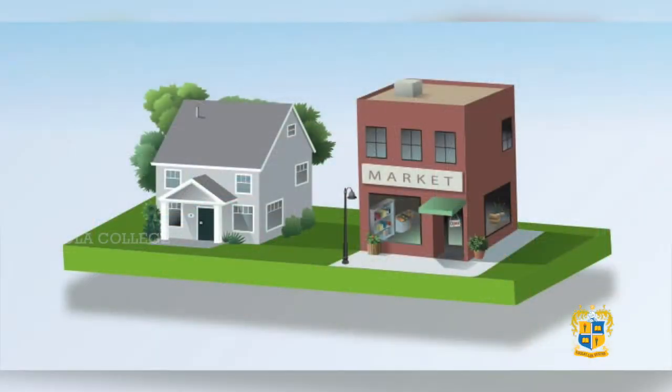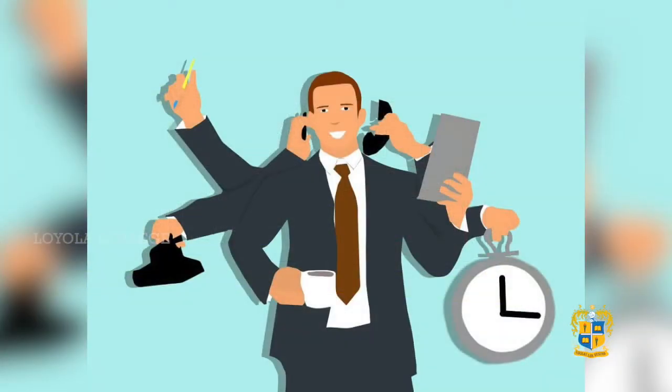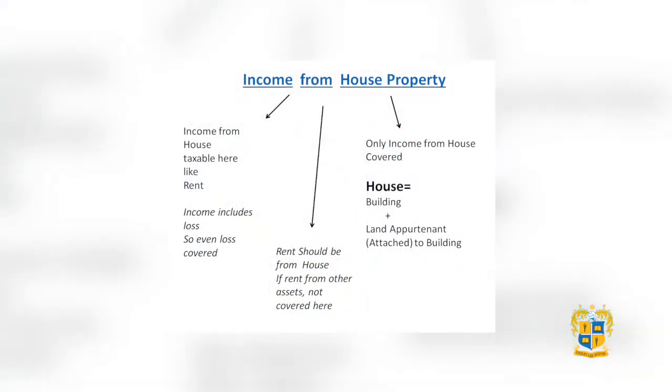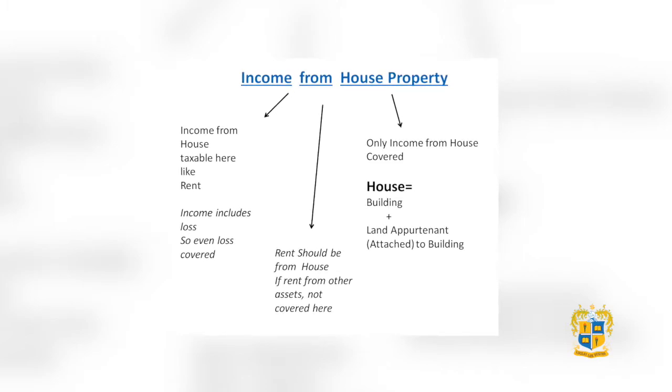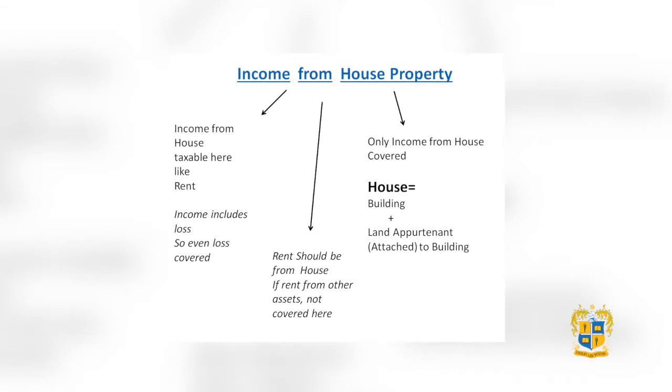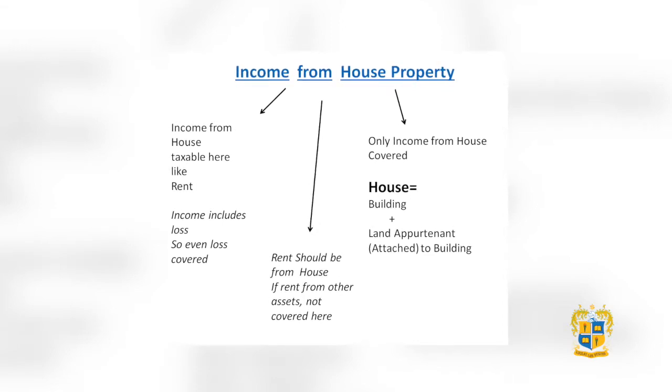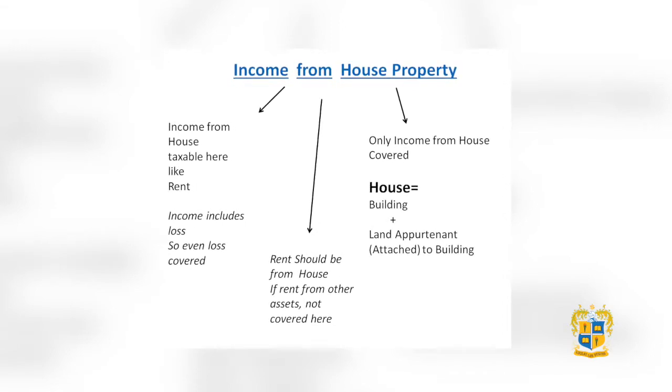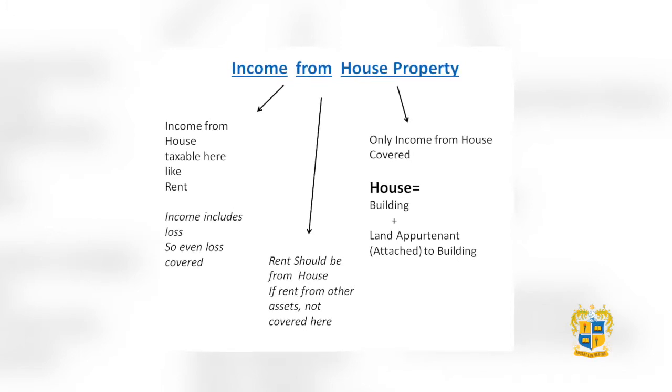First condition, the property should consist of buildings or land appurtenant thereto. Second condition, the assessee should be the true owner of the property. Third condition, the property should not be used by the owner for his own business or profession. Suppose he receives any income from that particular property, then it is put to tax. Now, we'll be seeing all these three points in detail.